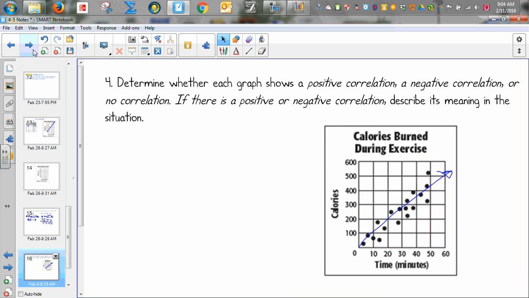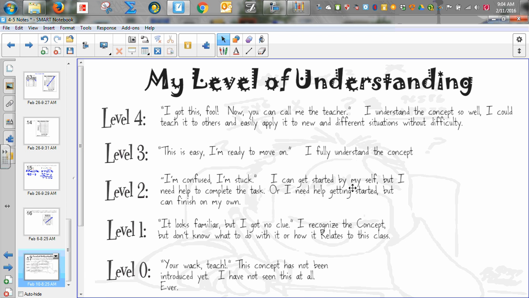Don't forget, you guys need to go back and check your mastery box. Anybody a 2? Anybody a 1? How about a 0? How many 3s do we have? Raise my pie. How many 4s do we have? Okay, I'm going to be calling on my 4s now.